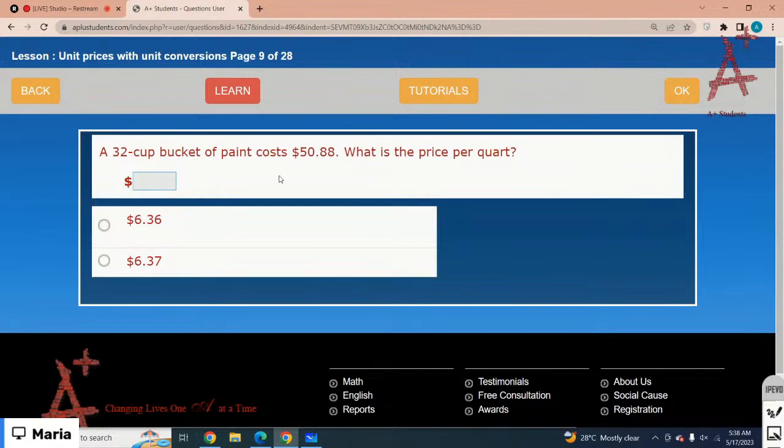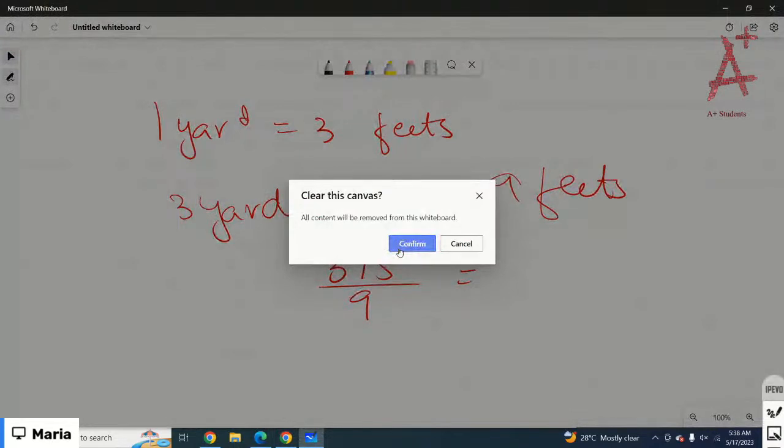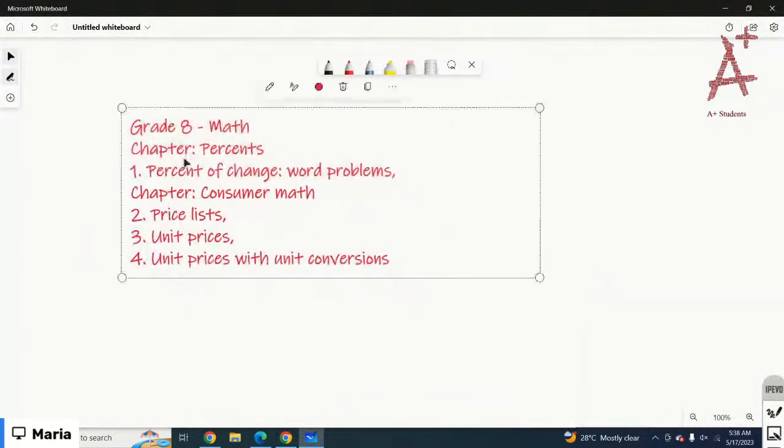So we were working on grade 8 maths. We started with the chapter percents, and the lesson we covered from the chapter is percent of change word problems. Then we started the chapter consumer math, and the lessons are price list, unit prices, and unit prices with unit conversions. Please make sure before the next session you complete all the test questions for the lessons we did today. If you need more help with any of the lessons, you can contact any tutor on Skype. They are available from Monday to Friday, 5 to 9.